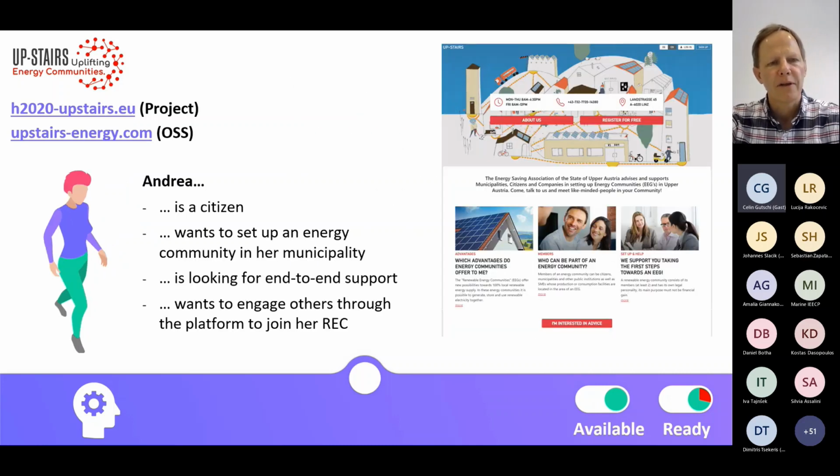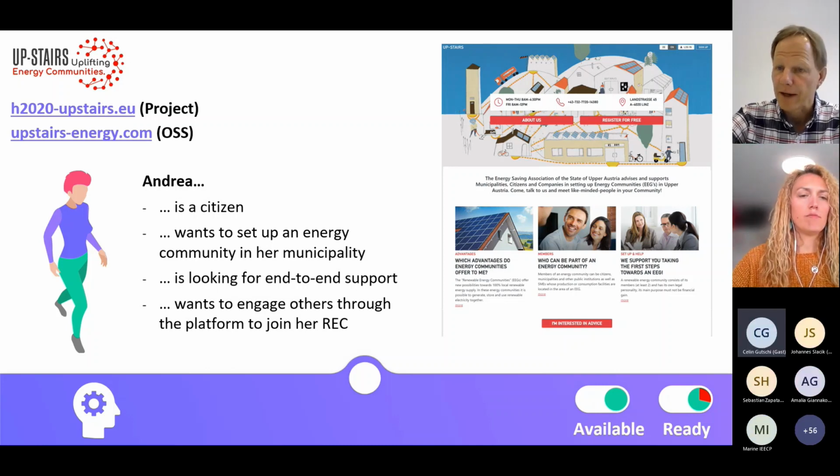So from the eyes of Andrea, I would say Andrea would be a citizen in an EU country, like for example in Austria or in Spain or in Portugal or Italy, where there's already a legislative frame for the EU directive for renewable energy communities. And she wants to set up an energy community in her municipality. And she's going to that platform. She's getting on the one hand side information about how to set up energy communities, but then she can register and enter or set up a project room, as we call it.